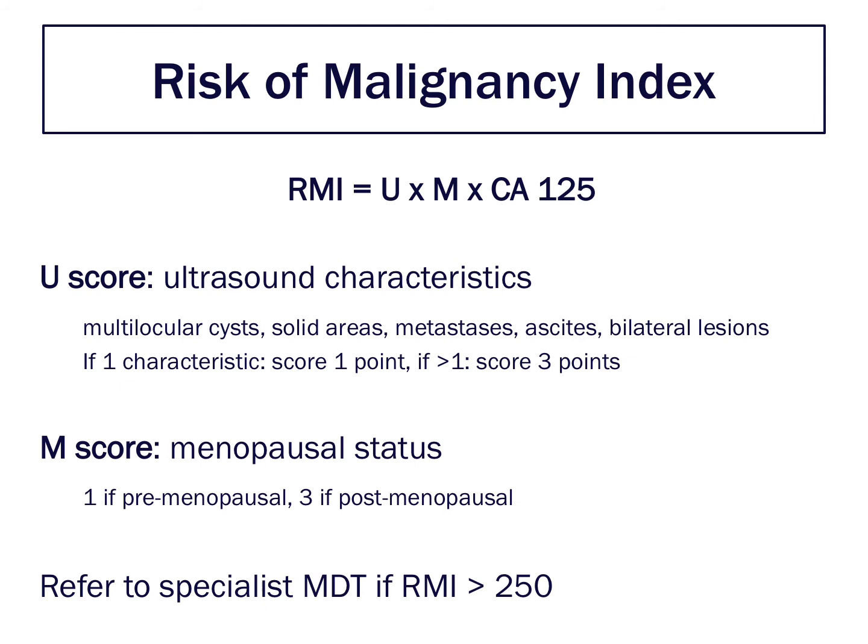And then the M score is the menopausal status. So it's 1 if the lady is premenopausal, and it's 3 points if the woman is postmenopausal. And as we said, we multiply these by the serum CA125 level. And the lady would be referred to a specialist MDT if the RMI is above 250.